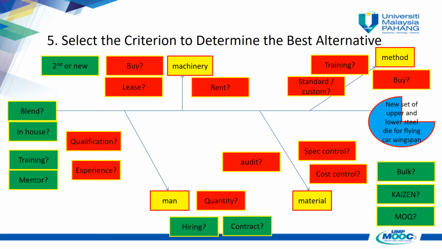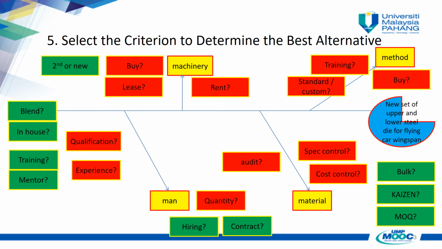system to control that. And see the fourth criterion, for example, the method to operate the new sets of upper and lower steel die there. How do you want to utilize the training? What kind of standard or custom do you want to use during the method? How do you want to use the upper control limit and lower control limit? What is the tolerance that you want to implement for your steel die? Either you want to buy the apprenticeship or you just have in-house training there.